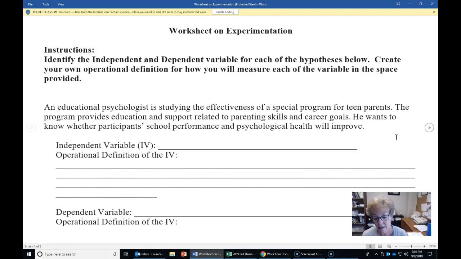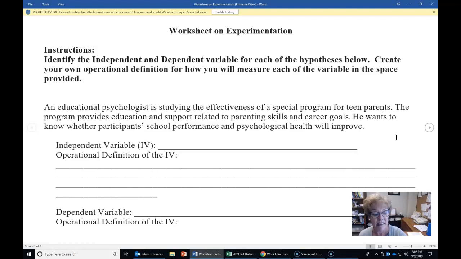So you're going to have some teen parents who get the program, some teen parents who either get no program or get some other program that has been used in the past. Then you have to operationally define the program. So how long is the program going to last? What days are you going to offer it on? How many hours are you going to give it? What exactly does it include? And so on and so forth, so that if I was reading your study, I could actually replicate it.